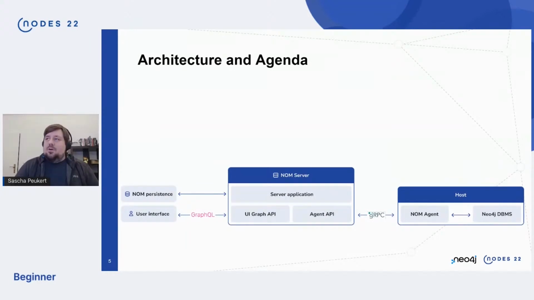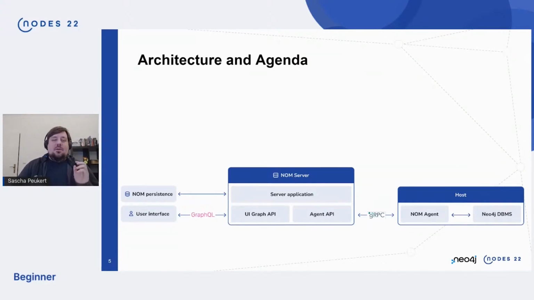So what do I want to talk about? This is the general architecture of Ops Manager. You can see there's a host instance where your Neo4j is running that you want to monitor and administrate. There's this little NOM agent running on it, a little Go program that sends all the metrics to this NOM server. And that NOM server is also having a little persistence database that is, of course, a Neo4j database. And I won't talk about user interface because I'm a backend developer and I know where my limitations are.